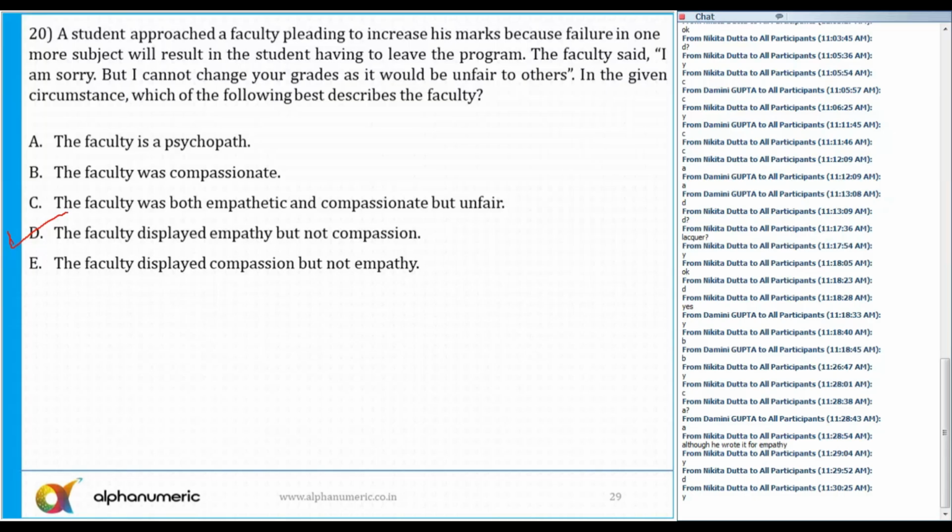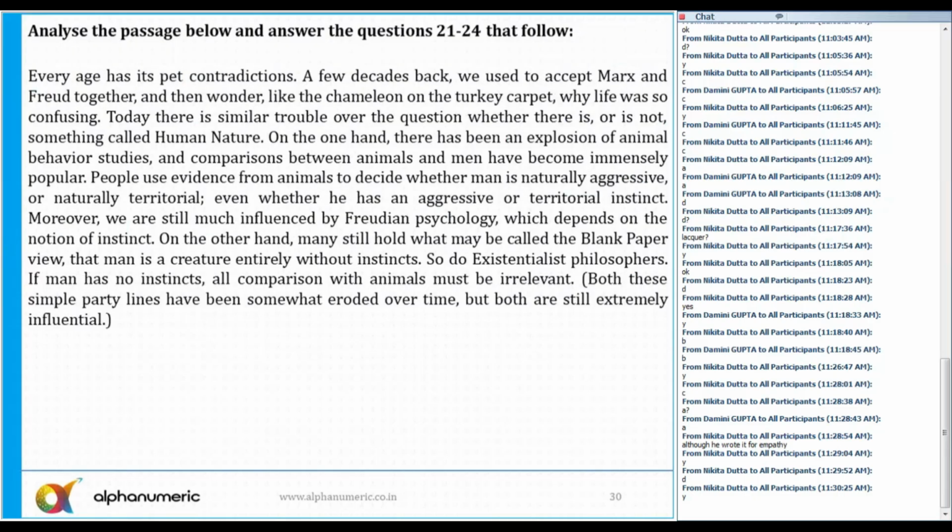Okay, good. Now we are left with, I think, the last passage, from question number 21 to question number 24. Now over here, he tells you, in every age there are some contradictions. A few decades back, we accepted Marx and we also accepted Freud together. Today also there is a similar trouble over the question whether there is or there is not something called human nature. That is the contradiction. Some people say yes, some people say no.